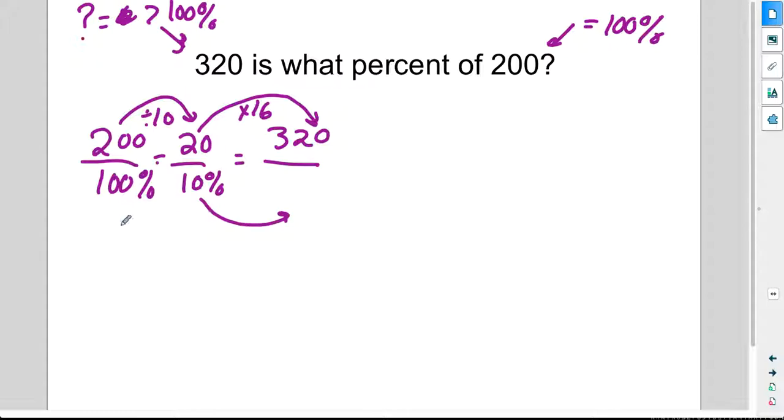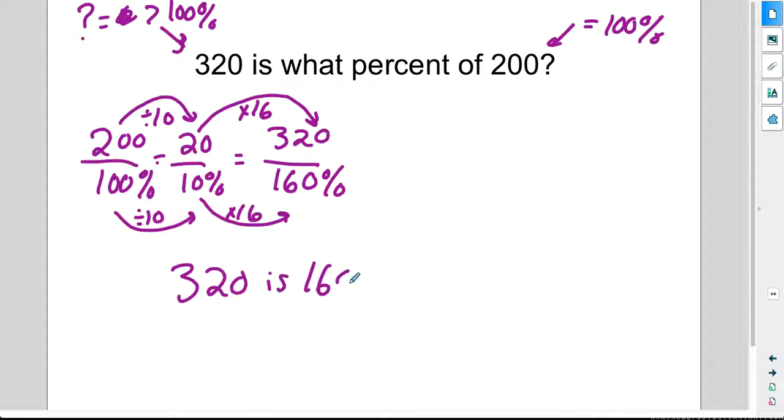So 10 times 16 is going to give me 160%. So I can say that 320 is 160% of 200.